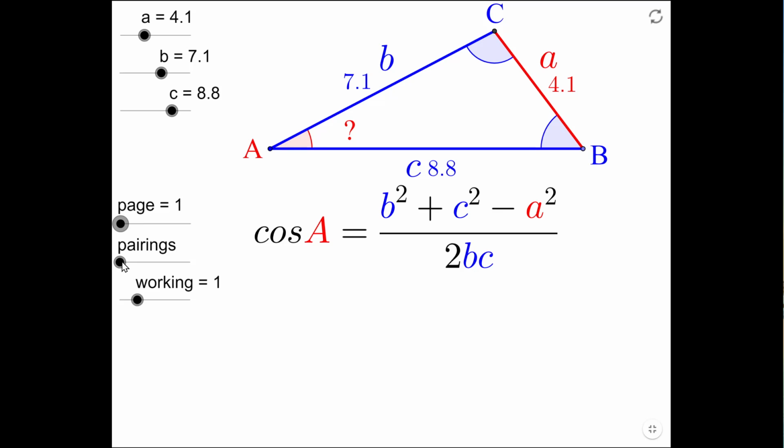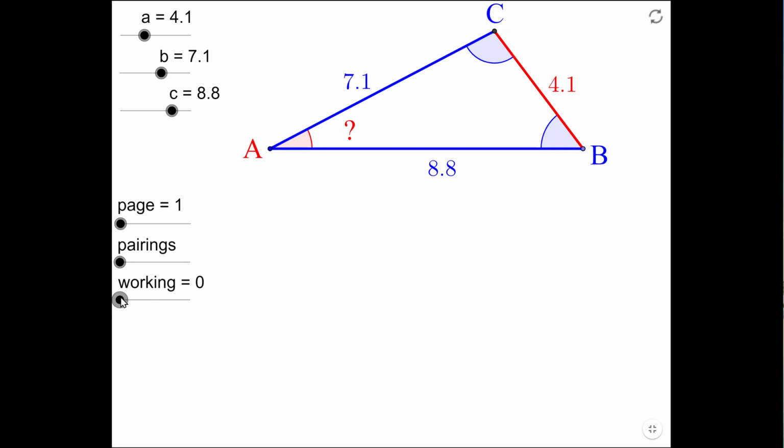Okay. Looking at the pairings, the red pairing will be the one of interest, because in this calculation we will have both cos of A, which comes from angle A, and side length A. The other pairings don't really matter as such because we don't want the angles. We only need that length 7.1 and we only need that length 8.8. Let's drop it back to the beginning and let's look at the working.